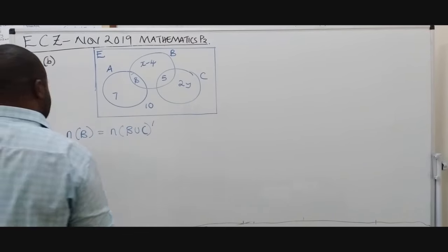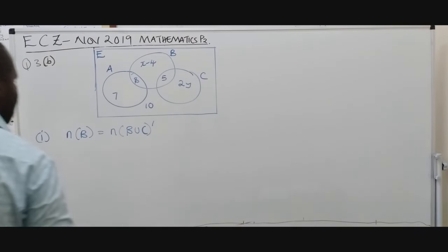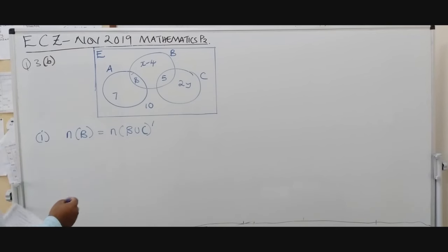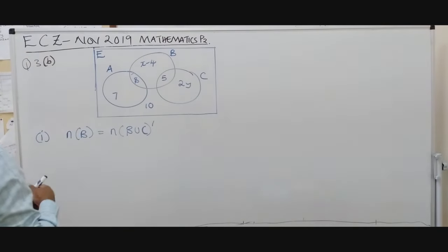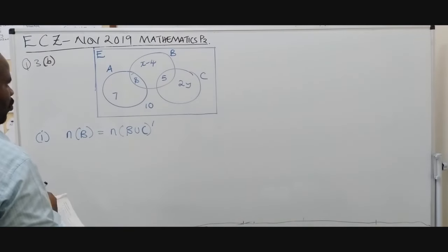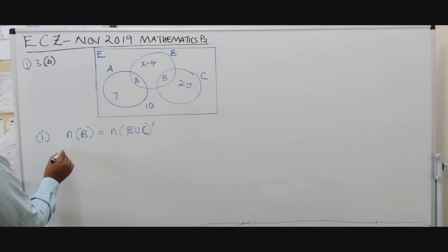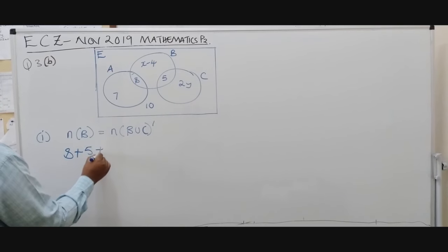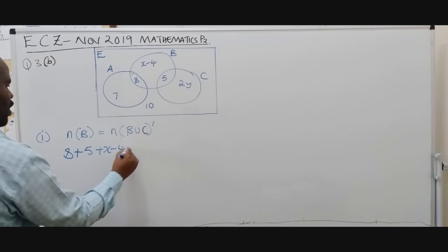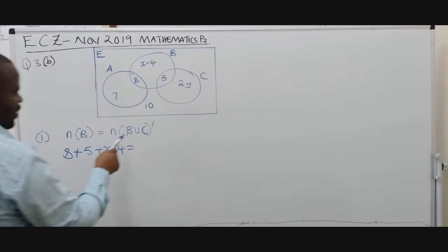Alright? So, what does that mean? We are saying the number of elements in B. Let's look at set B. So, set B is this one. So, the number of elements in this set. Alright, when we add, we are going to say 8 plus 5 plus x minus 4. When we add here, this should be equal to the number of elements in B union C complement.